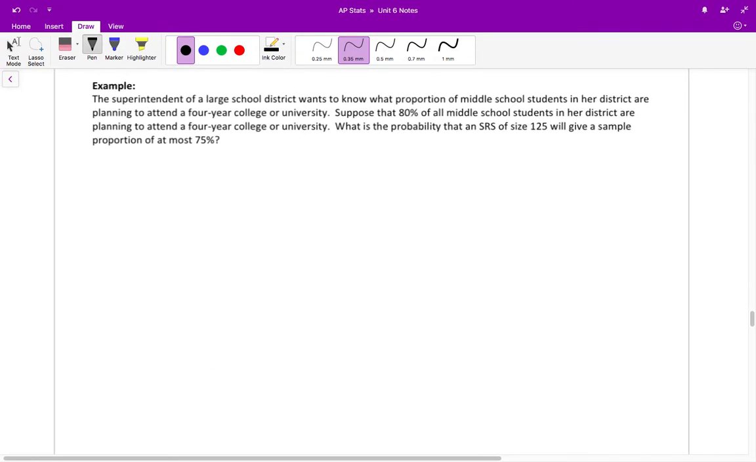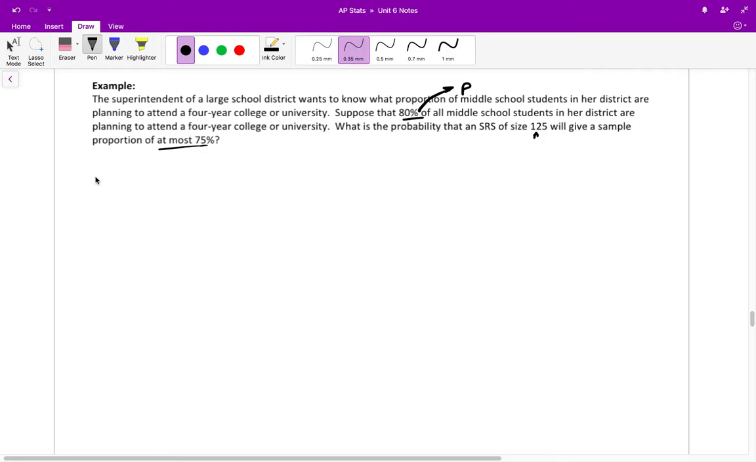Okay. So, last example here, and we will be done for today. It says, a superintendent of a large school district wants to know what proportion of middle school students in her district are planning to attend a four-year college or university. Suppose that 80% of all middle schoolers in her district are planning to attend a four-year college or university. So, this 80%, there is your p. It says, what is the probability that a simple random sample of size 125, there is your n, will give a sample proportion of at most 75%.